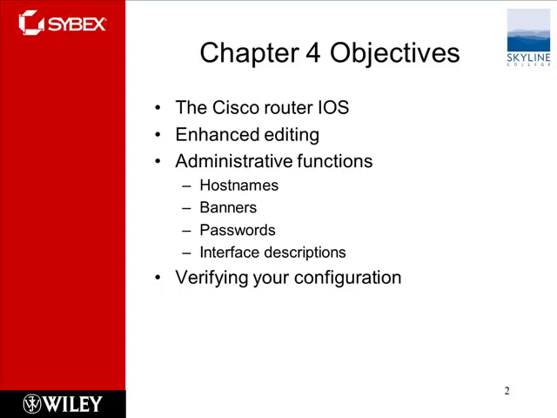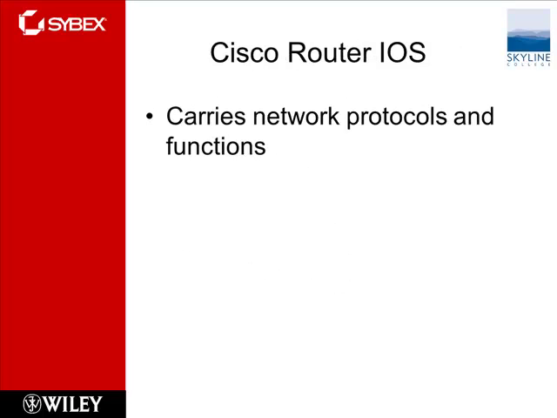And then verifying your configuration, the objectives here. The Cisco Router IOS carries the network protocols and functions. What are we going to do with this thing? And we'll go back to, what do routers do? Why do we need routers? It's just a lot of trouble. They're a real pain. Why do we need them? Routes information. Routes information, what does that mean? I agree, but what does that mean?